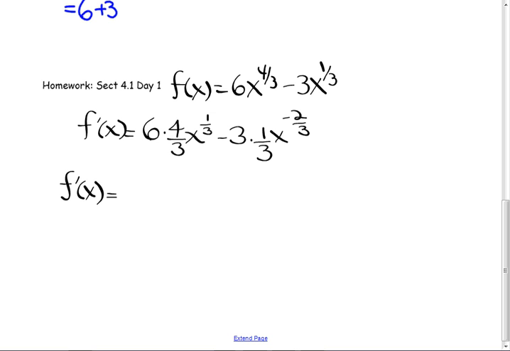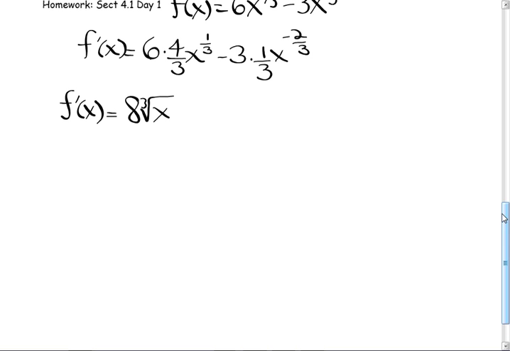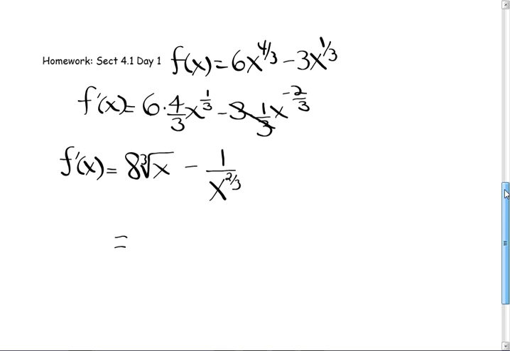Which is 8. Now, I don't like that x to the 1/3. I don't really have a feeling for what that is. So I'll rewrite it as the cube root of x, which is not much better, but at least I have a feeling for what it is. What happens to the 3's here? They cancel. And so I'm going to get, I don't like that negative 2/3 either. So it's minus 1 over x to the 2/3. Well, I don't like that either. I subtracted 1 from 4/3.